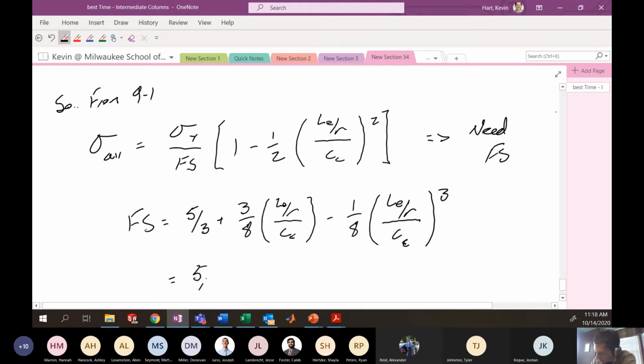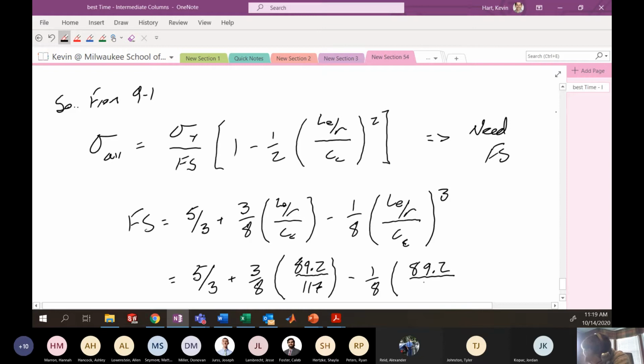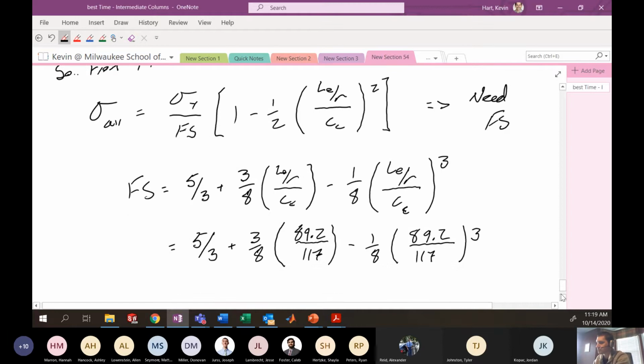So we could do this. 5/3 plus 3/8. My slenderness ratio I know is 89.2, and this critical slenderness ratio is 117. Minus 1/8 times, again, my slenderness ratio, 89.2, divided by my critical slenderness ratio, 117, to the third power. All right, after all this settles, we'll have this Fs value, which is 1.9.